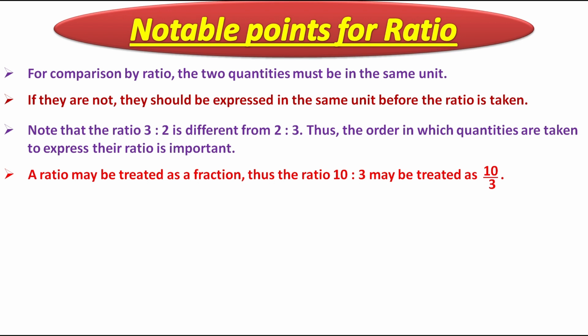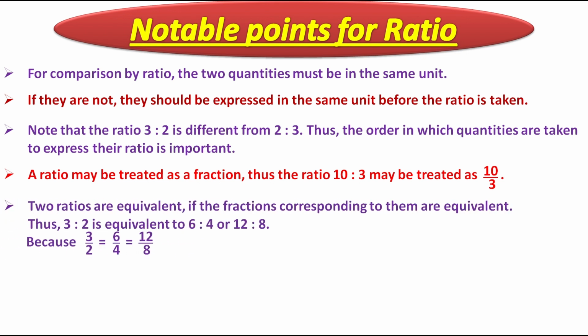Next point is, two ratios are equivalent if the fractions corresponding to them are equivalent. Thus, 3:2 is equivalent to 6:4 or 12:8 because 3/2 is equal to 6/4 equal to 12/8. In one of my videos, I told you how to convert the given fraction into an equivalent fraction. If you watch that video, then you might understand how these fractions are equivalent to each other.